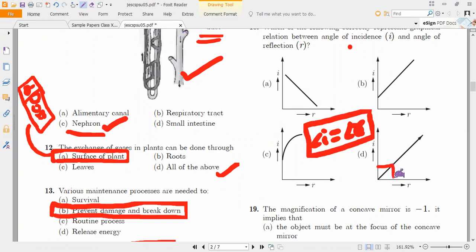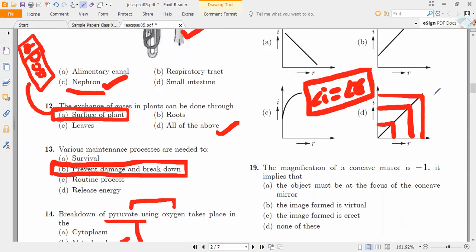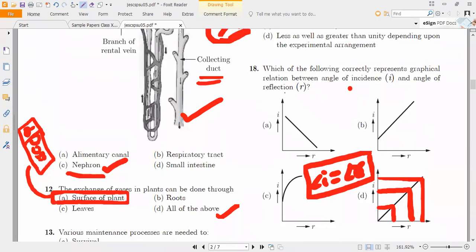Angle of incidence, angle of reflection. They are equal. Yes or no? That is why it is always a linear graph. Kindly remember that. Angle of incidence is equal to angle of reflection. That is reflection only, correct? Yes, sir.